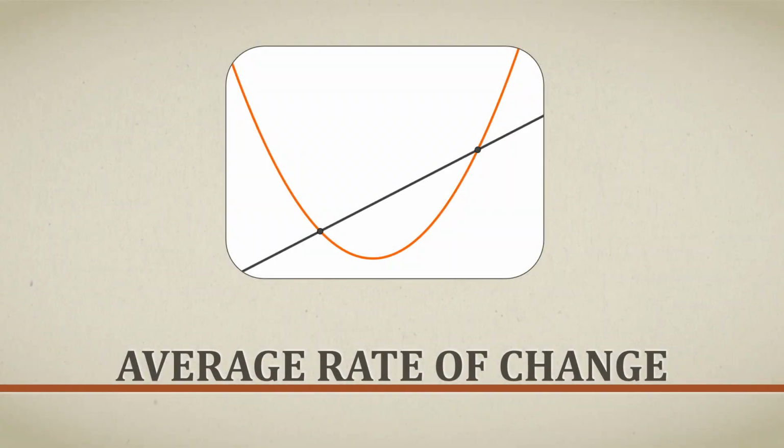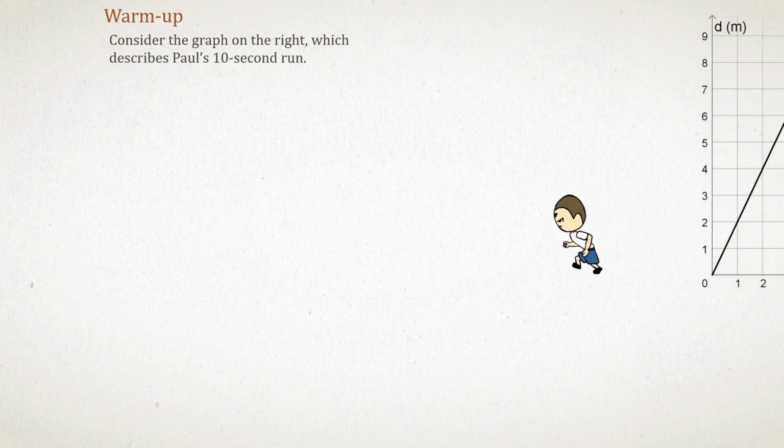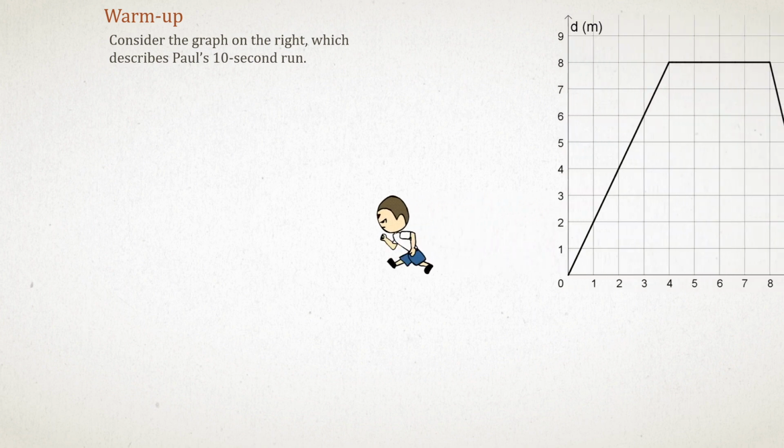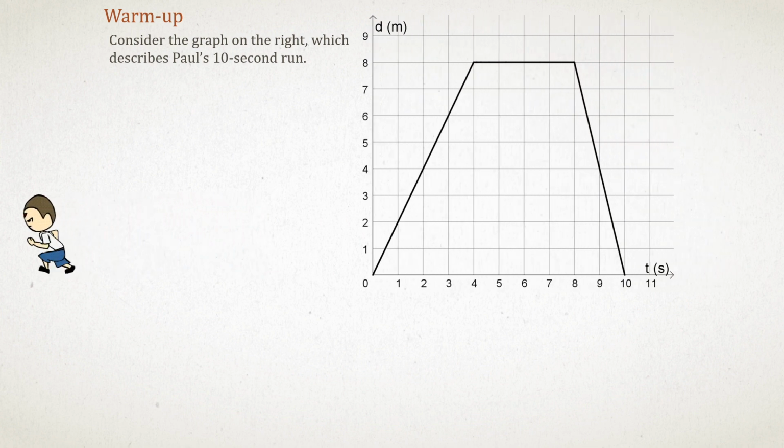In this lesson, we'll do an introduction to average rate of change, and we'll start with a warm-up example here. So consider the graph on the right here, which describes Paul's 10-second run, not a very long run. Now, as you can see, we have a bunch of straight line segments for this displacement time graph, which means we don't have a very realistic graph here. There's no speeding up or slowing down happening. But anyway, it's good enough to serve our purpose here.